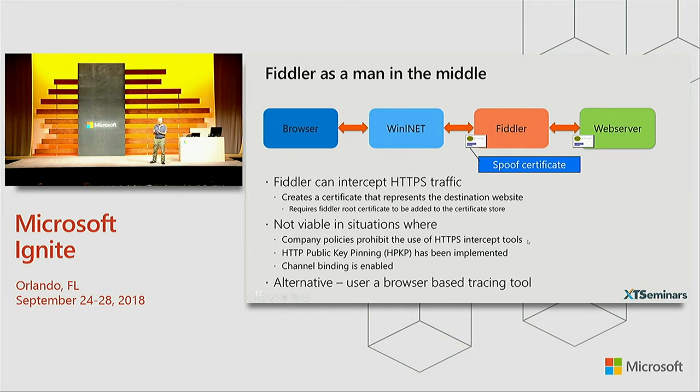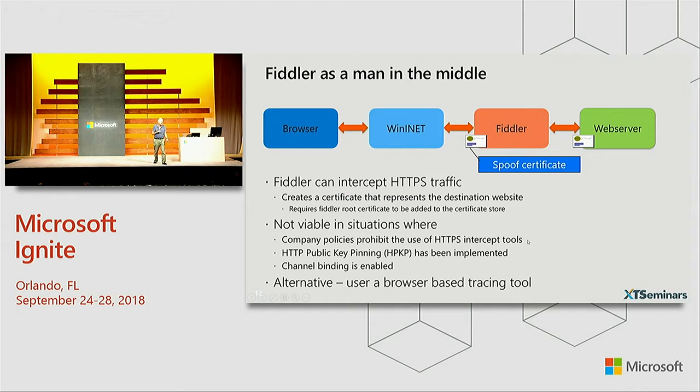So Fiddler creates a spoof certificate. The browser will accept that spoof certificate because when you set Fiddler up to intercept HTTPS, you put a Fiddler certificate in your root store. So now the browser's absolutely happy to do that, and we are connecting up to our web server, but Fiddler is sitting as a man in the middle. It's terminating HTTPS and then remaking HTTPS.